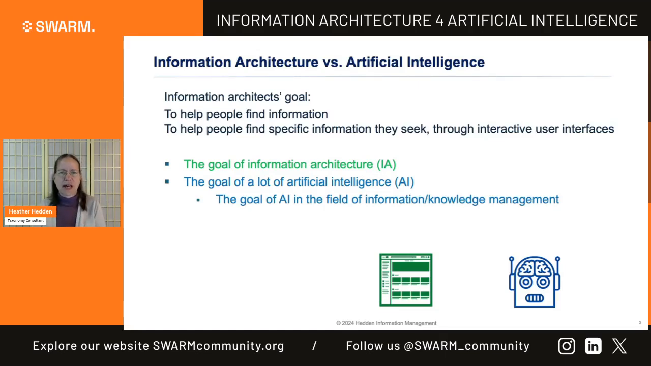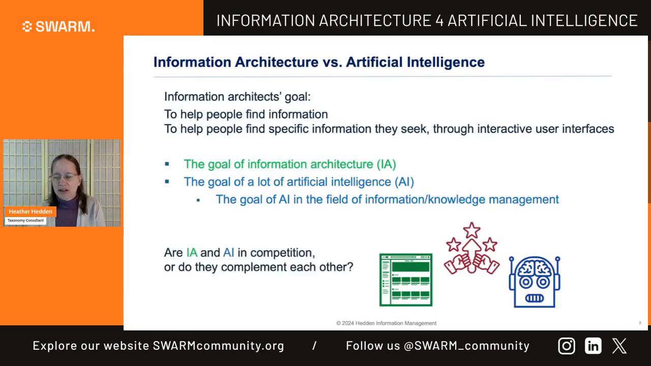And throughout this presentation, I'm going to use the color green for information architecture, IA, and blue for artificial intelligence, AI, and also these cute little icons too, to tell you the difference. So there's a similar goal, but are they in competition, or do they complement each other? And that's what we're going to find out.